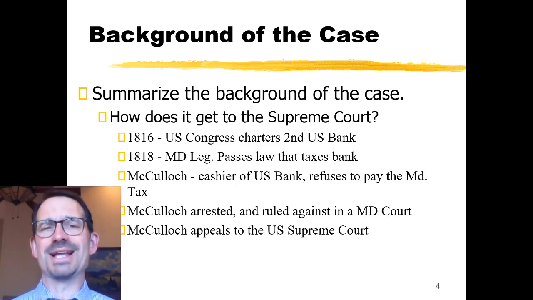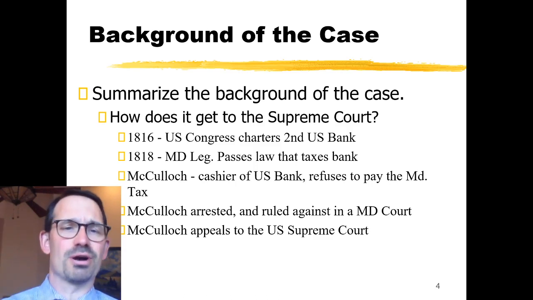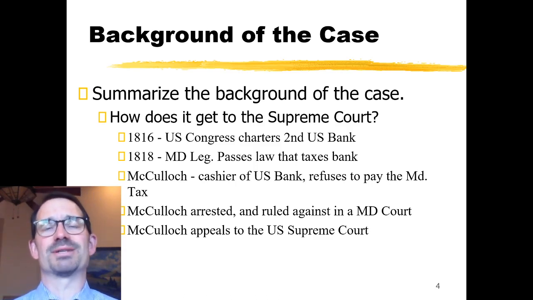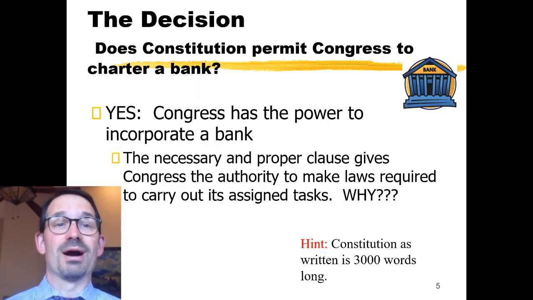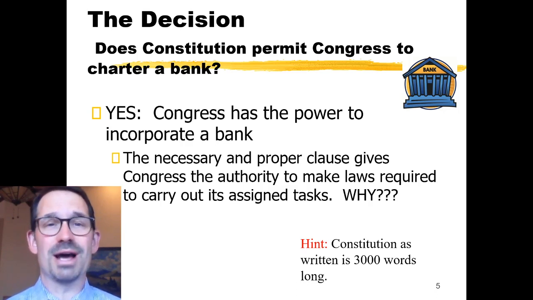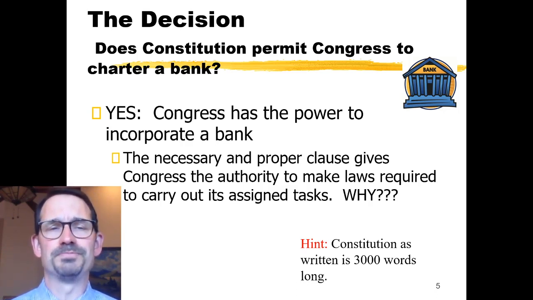Quick background, 1816, 1818, McCulloch refuses to pay it. Maryland charges him with a crime. McCulloch appeals to the U.S. Supreme Court. Notice it's an appellate court, not original jurisdiction. That's it for background. You should have read it. Let's talk about the questions here really quick, though. Lessons are quick and easy. Hopefully you read those, watch those other videos as well.